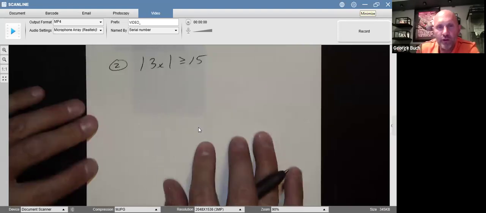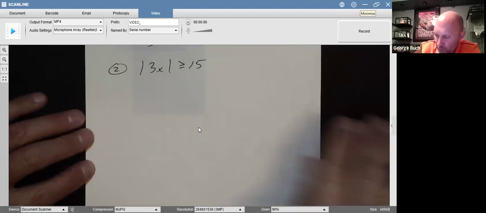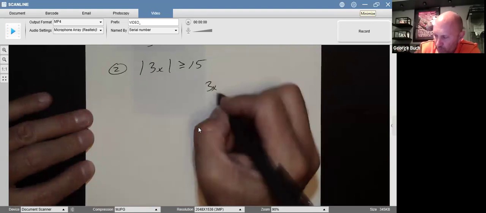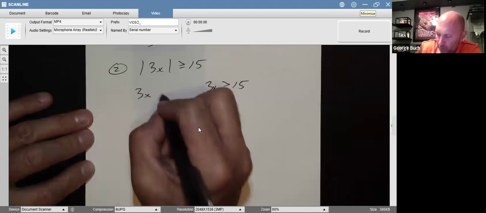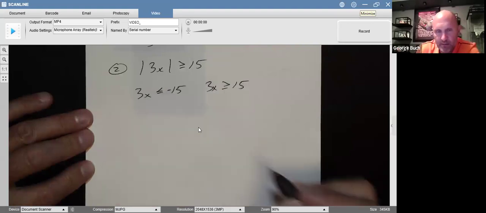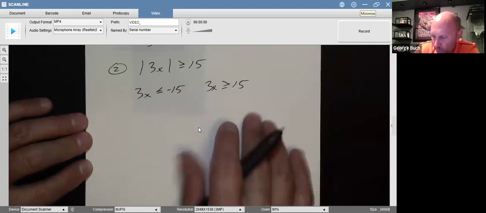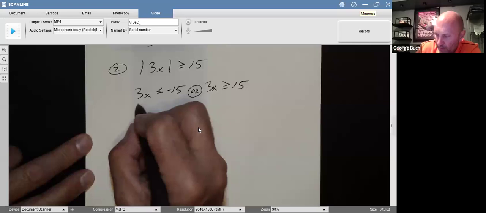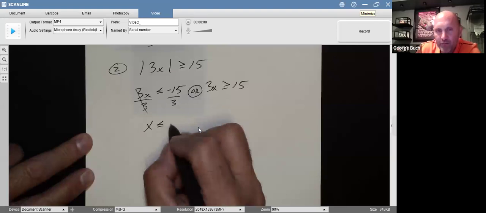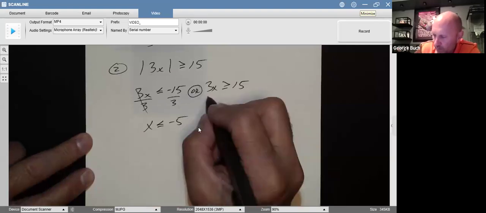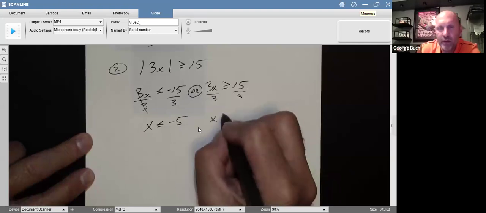So when it's greater than or equal, this means it's getting away from 0. So that means what? I have to do 3x is greater than or equal to 15, or 3x is less than or equal to -15. We have to set these up as two parts. And again, this is or. So divide this one by 3. I get x is less than or equal to -5. And divide this one by 3. I get x is greater than or equal to +5.